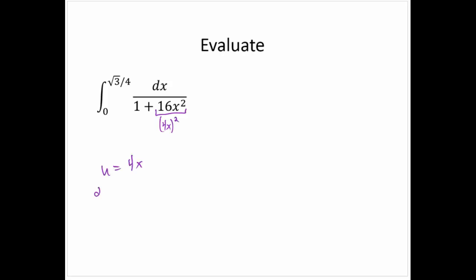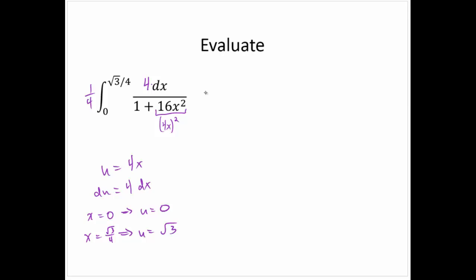Letting u equal 4x, and du is equal to 4 dx. So I need a 4 here and a 1/4 on the outside. And if x equals 0, then u would equal 0. And if x equals root 3 over 4, then u would equal root 3.